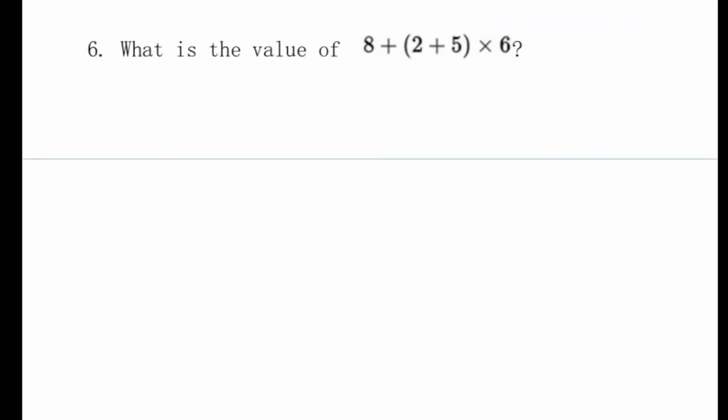For this next problem, what is the value of 8 plus 2 plus 5 in parentheses times 6? So we want to remember "Please Excuse My Dear Aunt Sally." Each letter stands for a different order of operation. So it's going to be powers, parentheses, multiplication, division, adding, and subtracting.